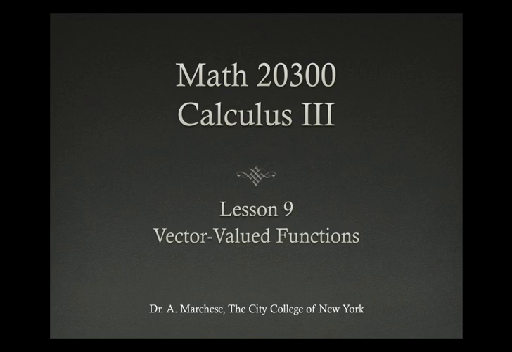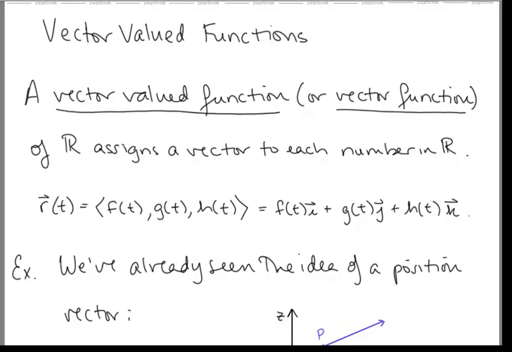This is Lesson 9 in our Calculus 3 series, Vector-Valued Functions. A vector-valued function, or vector function, of the real numbers assigns a vector to each number in R. That looks like r(t), with the vector hat over r. In component notation it looks like ⟨f(t), g(t), h(t)⟩, or in standard basis notation f(t)i plus g(t)j plus h(t)k. So each component is its own real-valued function, and together they comprise a vector.